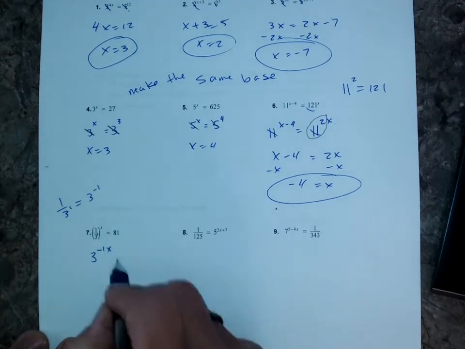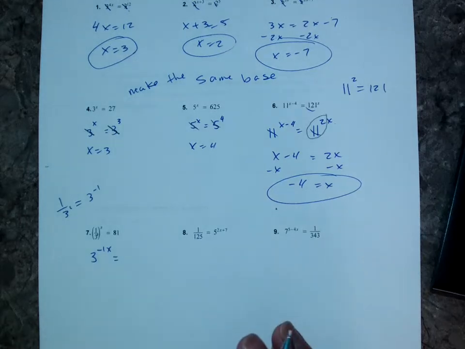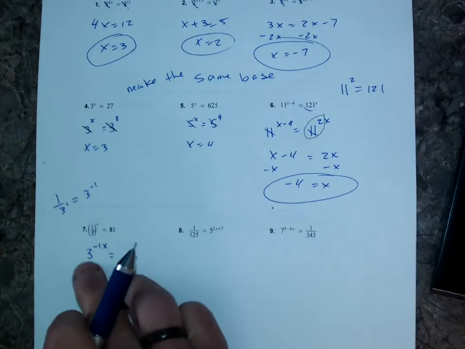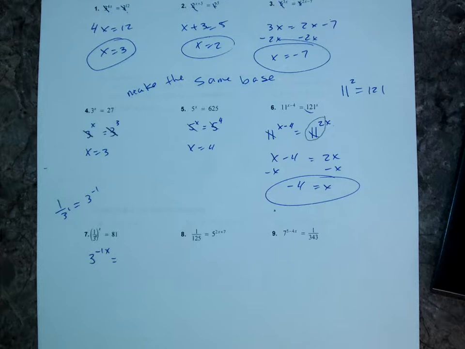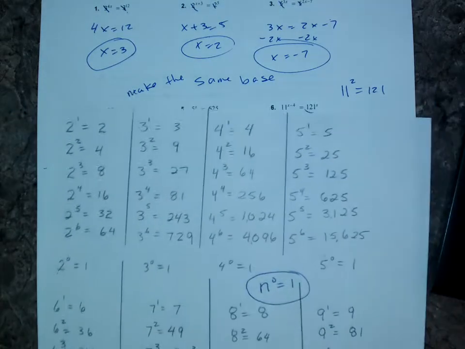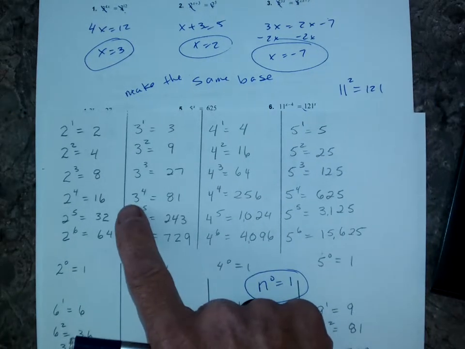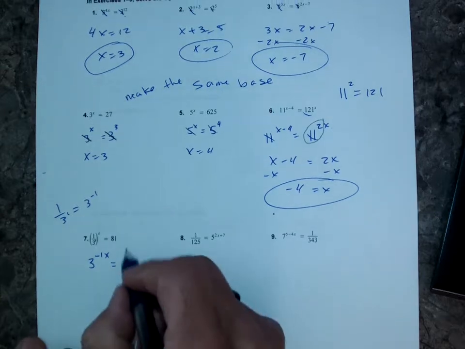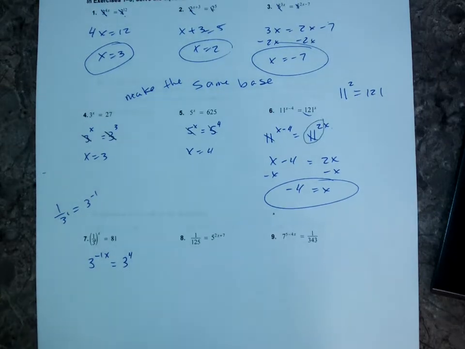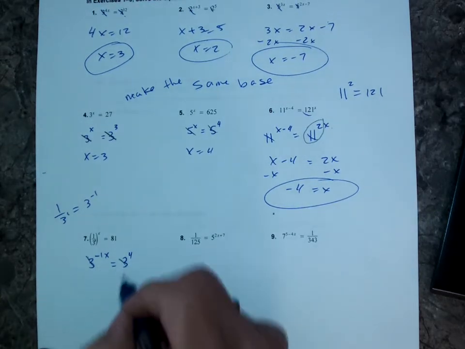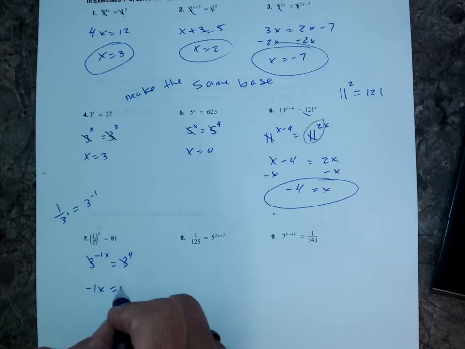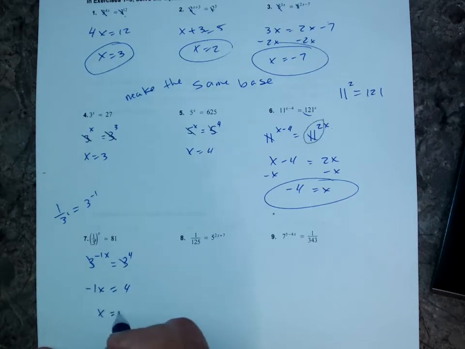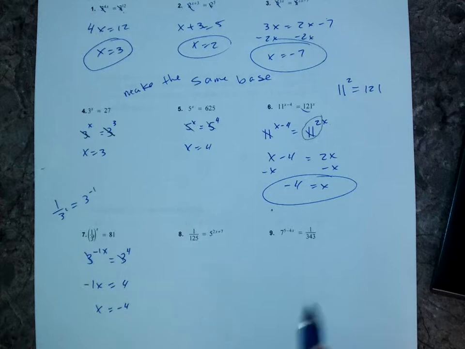Okay. 81. Let's see. It's got to be some 3. Look at my chart. It's got to be a 3, right? Looking for 81. There it is. It's 3 to the 4th. Okay. So change this to 3 to the 4th. Okay. Cancel my bases. I get negative 1x equals 4, or x equals negative 4. Because divide by negative 1, divide by negative. Okay.